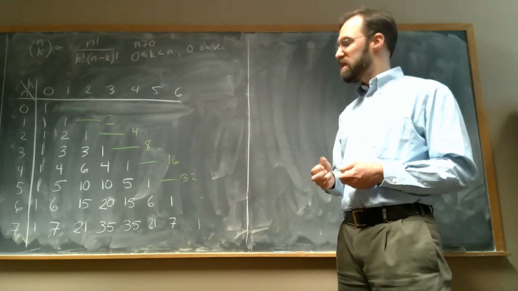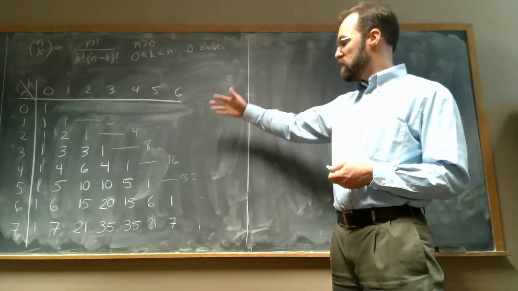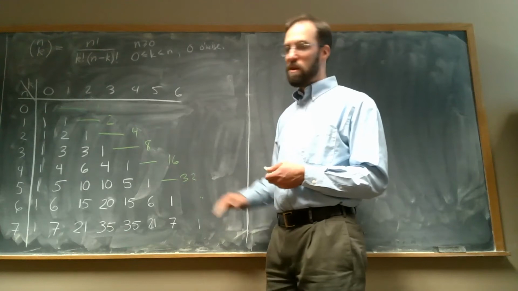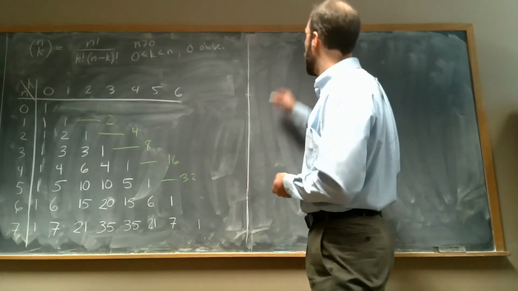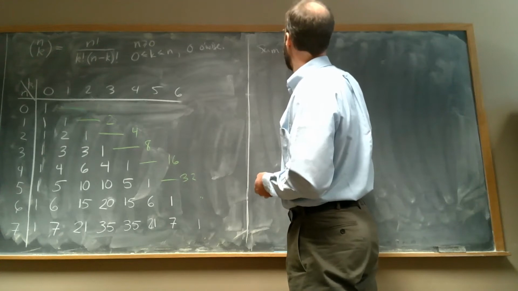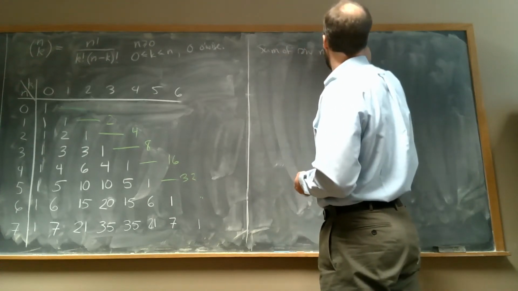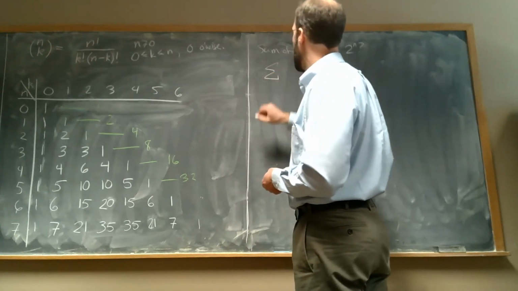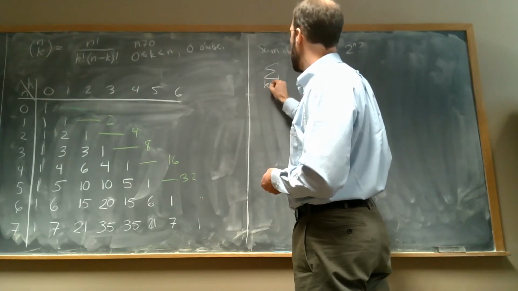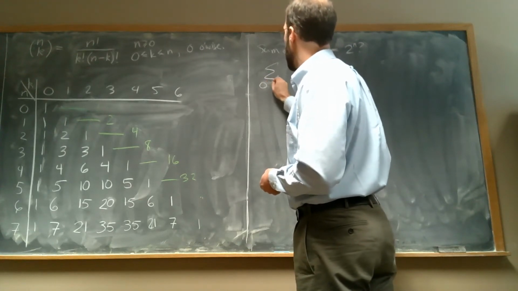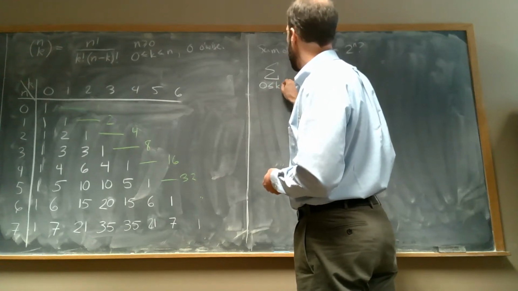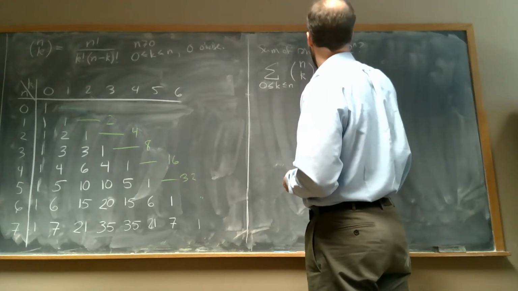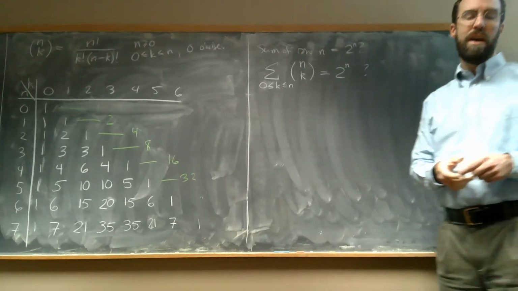We could conjecture that these are obviously powers of 2, right? So we conjecture that the sum of row n is always going to be 2 to the n. And we could write this even more formally and say we're conjecturing that the sum as k goes from 0 to n of n choose k is equal to 2 to the n. Question mark.